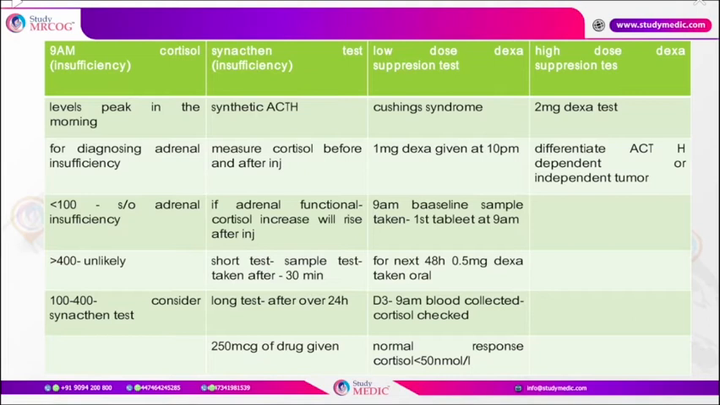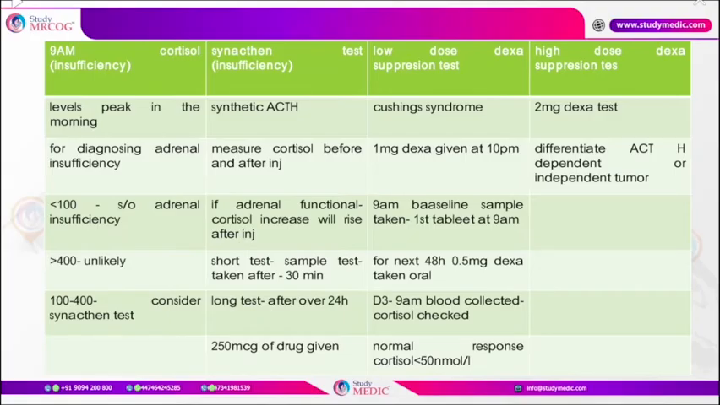There is also another test called the low dose DEXA suppression test, very importantly done in Cushing syndrome, where 1 milligram of DEXA is given at 10 p.m. and at 9 a.m. the baseline sample is taken and the first tablet at 9 a.m. For the next 48 hours, 0.5 DEXA is taken orally, and on day 3, at 9 a.m. blood is collected for the cortisol level. And the normal response is that the cortisol level is less than 50 nanomole per liter.